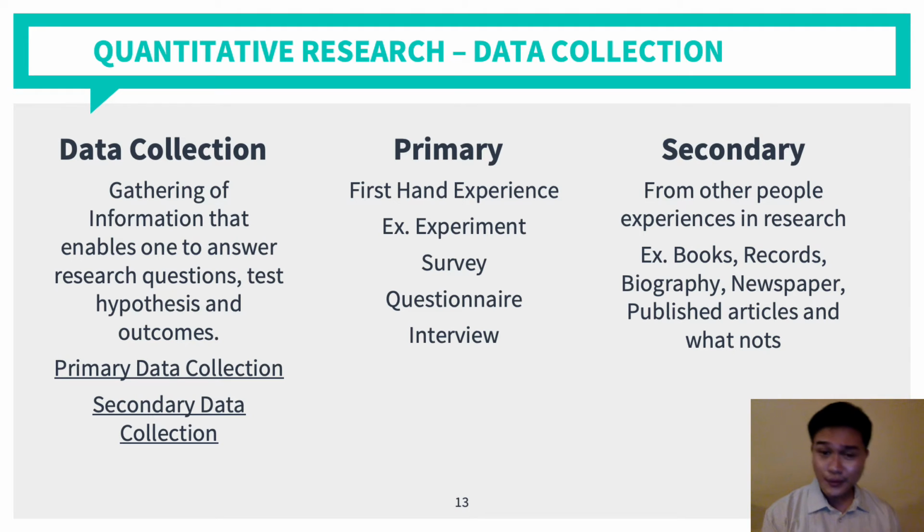Like for example, books. Hindi naman ikaw ang sumulat ng libro. Pero, dahil ginawa niya ang libro at may experience siya sa libro, pwede siya maging secondary data collection. Records, biography, newspapers, published articles, and whatnot. Ibig sabihin lang nito, may ibang tao ang gumawa para dun sa data na yon. So, what are the two types again of data collection? Primary and secondary data collection.